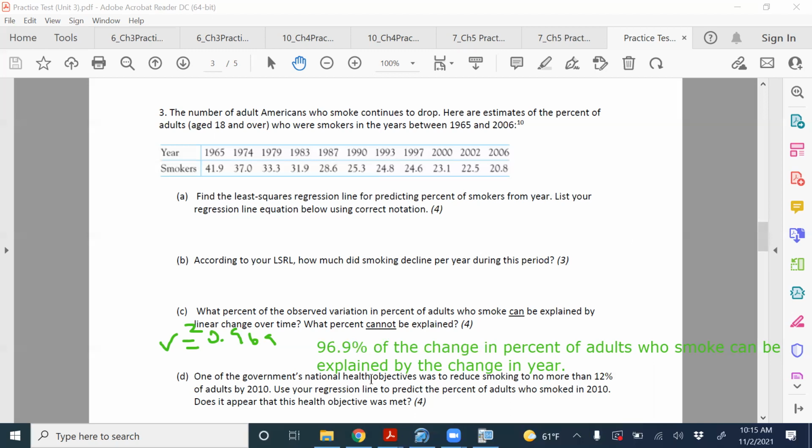If we look at Part D now, one of the government's national health objectives was to reduce smoking to no more than 12% of adults. Okay, so you want to get to 12% of adults. Use regression to predict the percent of adults who smoked in 2010. Does it appear the objective was met? Okay, that's kind of cool.